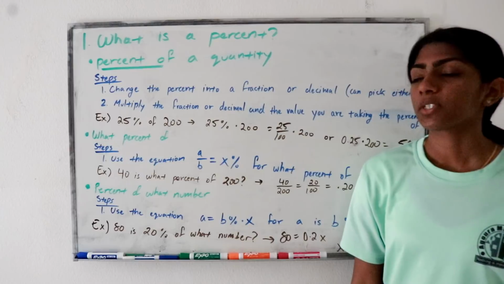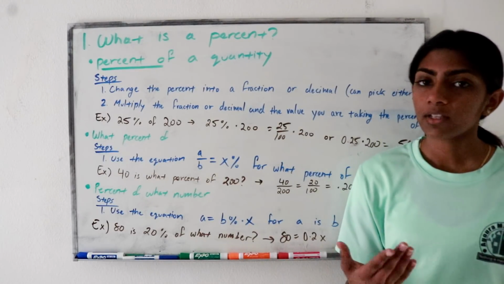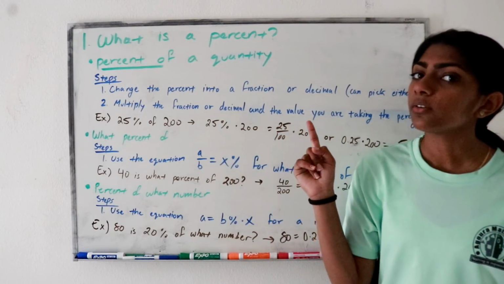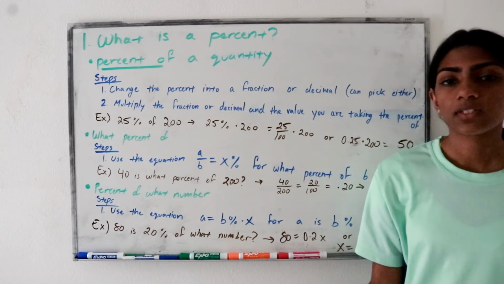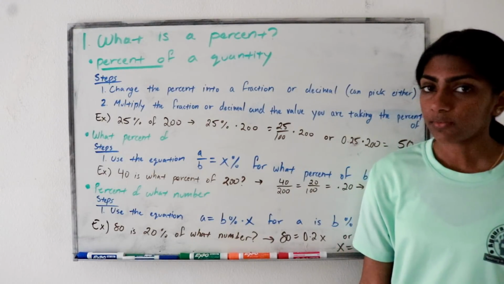The first is percent of a quantity. So for this, essentially what you're doing is you're multiplying the percent by the quantity. And there are 2 steps for this. First, you want to change the percent that they're giving you into either a fraction or a decimal, whichever is easier for you. Then you want to multiply the fraction or decimal by the quantity that they give you.